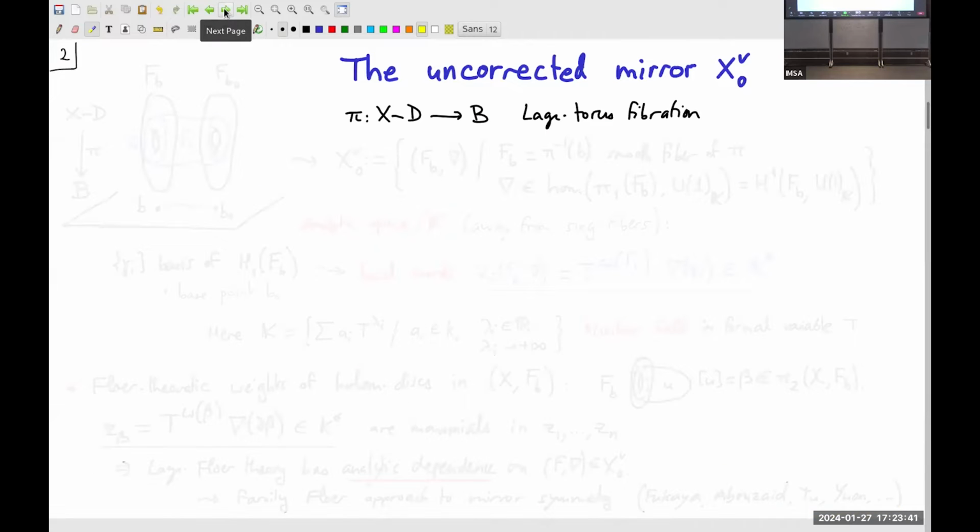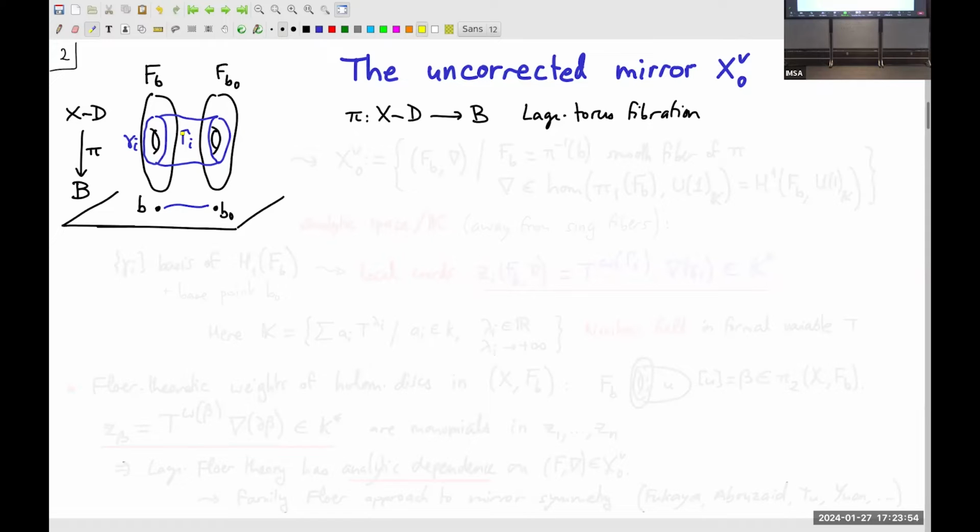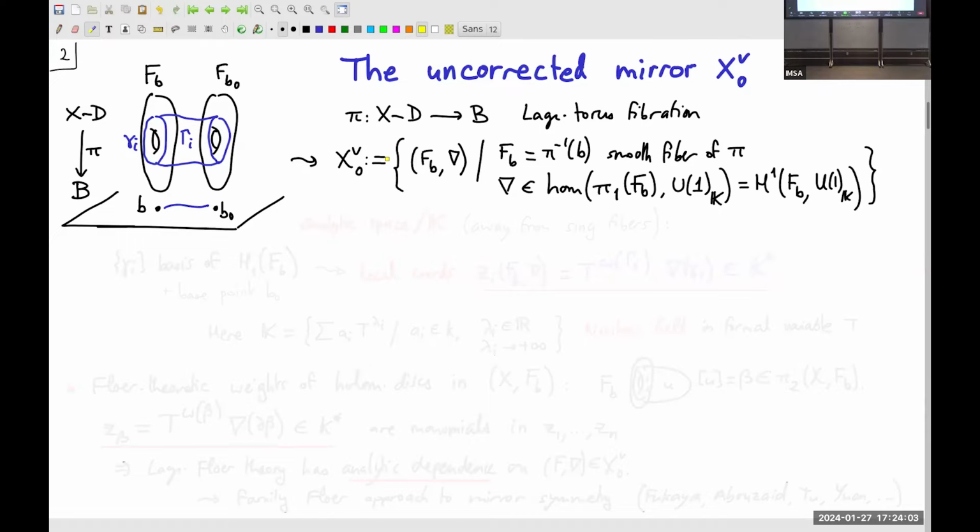So let's restart from the uncorrected mirror. What's its analytic structure? And then we'll introduce the corrections. So first we start from a Lagrangian torus fibration pi on the complement of D. And the uncorrected mirror should be the space of smooth fibers of pi. I'm just going to discard the singular fibers, which means I'm missing part of the mirror, but let's not worry about this. Together with local systems, I will just think of them as having some holonomy.